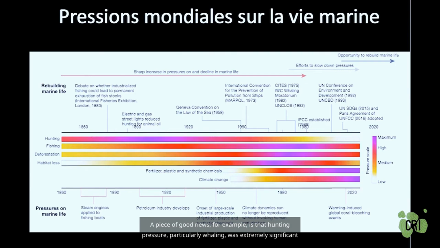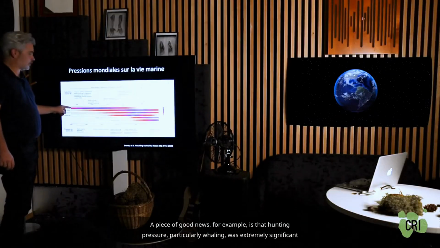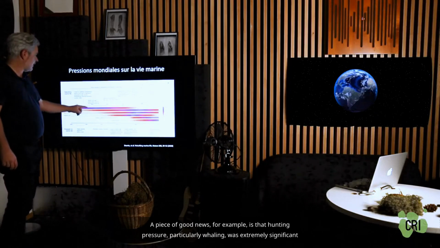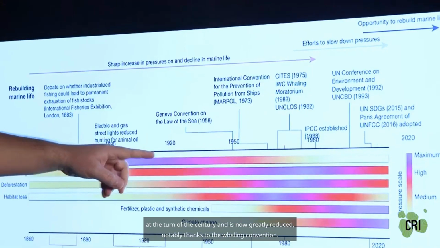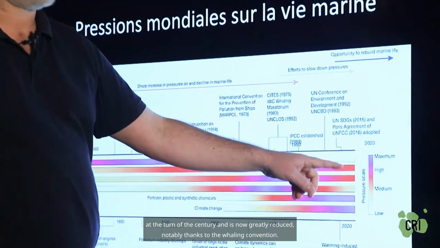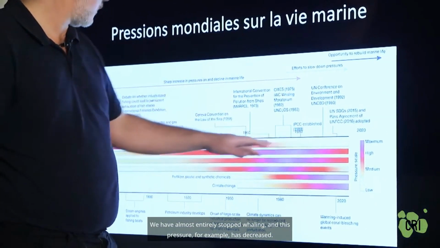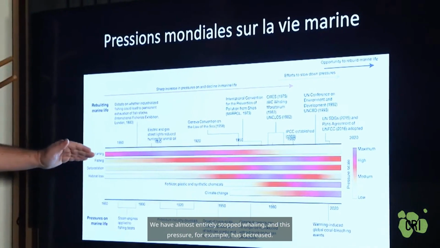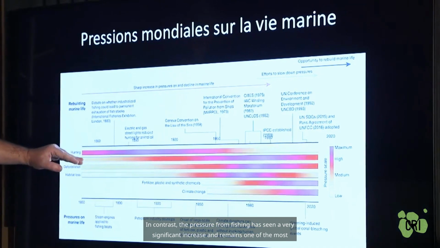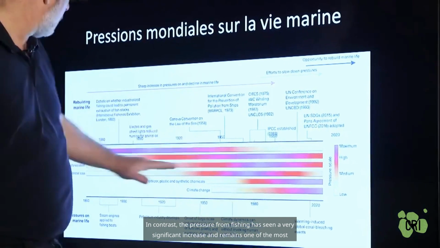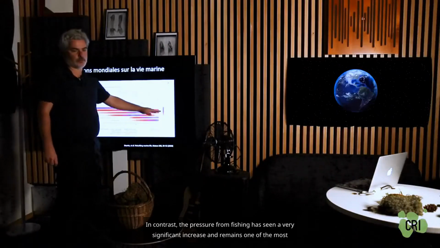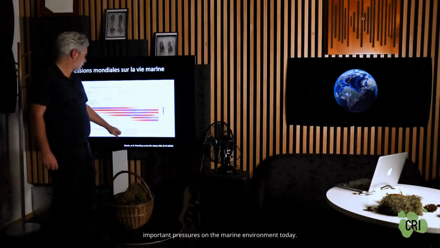A piece of good news, for example, is that hunting pressure, particularly whaling, was extremely significant at the turn of the century and is now greatly reduced, notably thanks to the whaling convention. We have almost entirely stopped whaling, and this pressure, for example, has decreased. In contrast, the pressure from fishing has seen a very significant increase and remains one of the most important pressures on the marine environment today.